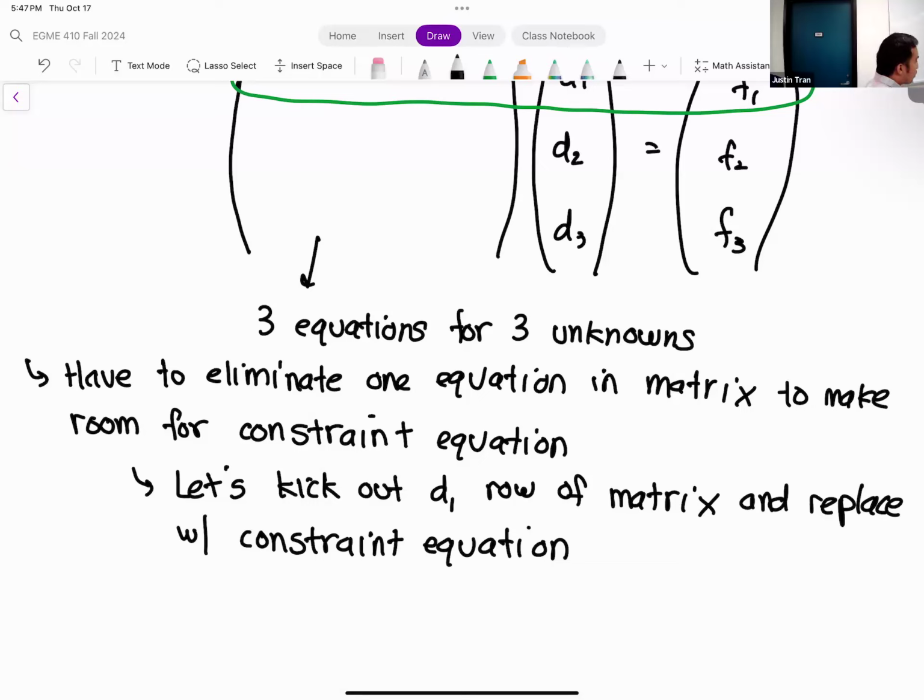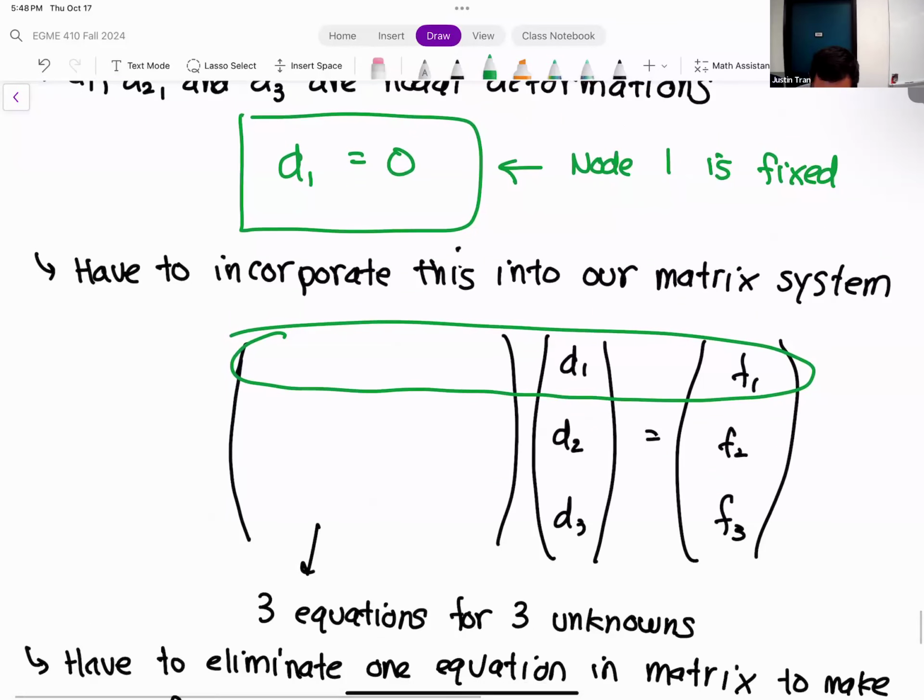Okay, so let's see how we're going to replace that equation. Kicking someone out is easy, right? Well, it depends where you're kicking them out from, but kicking one equation out is easy because they don't really kick and scream. But let's see what we replace it with. We're basically going to be taking this equation right here and replacing it into this first row. So how are we going to do that? This matrix here is our matrix of 3 equations and 3 unknowns, but our constraint equation only has D1 appearing in it.